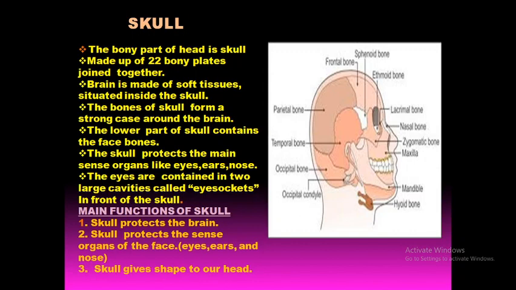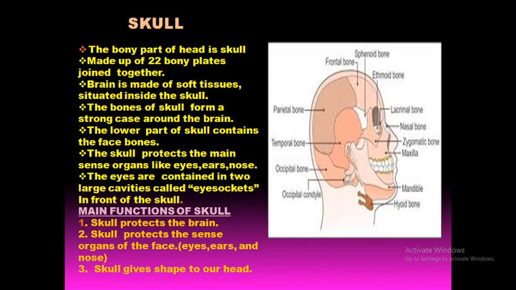So this is the structure of the skull, and what is the main function? The first and foremost function of the skull is to protect the brain and the sense organs like eyes, ears and nose. And also it is very important that the skull gives the proper shape of our head.